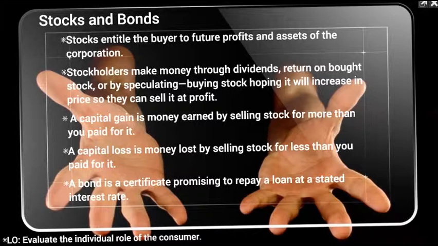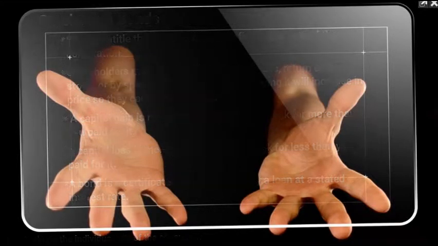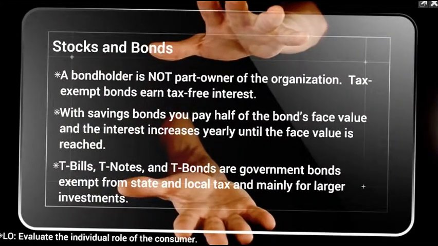A bond is a certificate promising to repay a loan at a stated interest rate. Stocks and bonds: a bond holder is not part owner of the organization. Tax-exempt bonds earn tax-free interest. With savings bonds, you pay half the bond's face value, and the interest increases yearly until the face value is reached. T-bills, T-notes, and T-bonds are government bonds that are exempt from state and local tax and are mainly for larger investments.